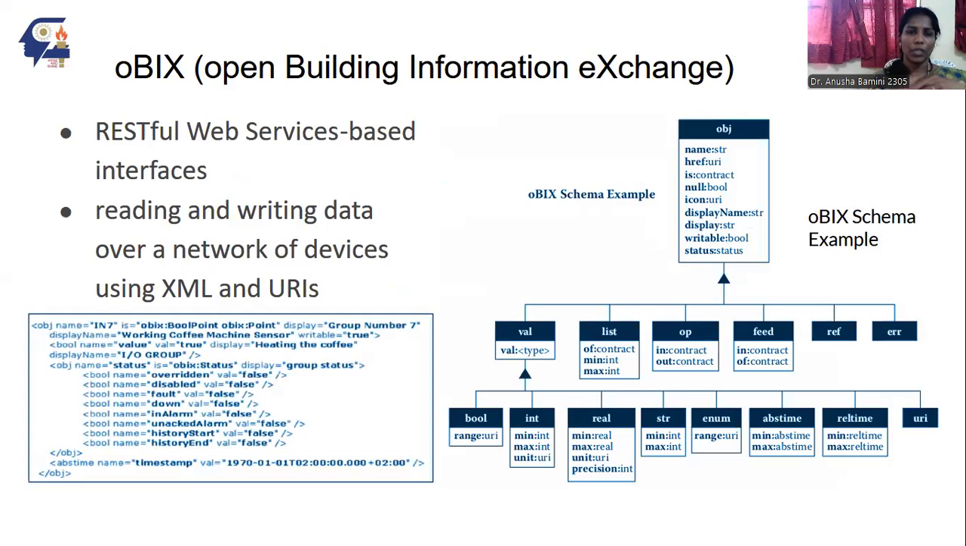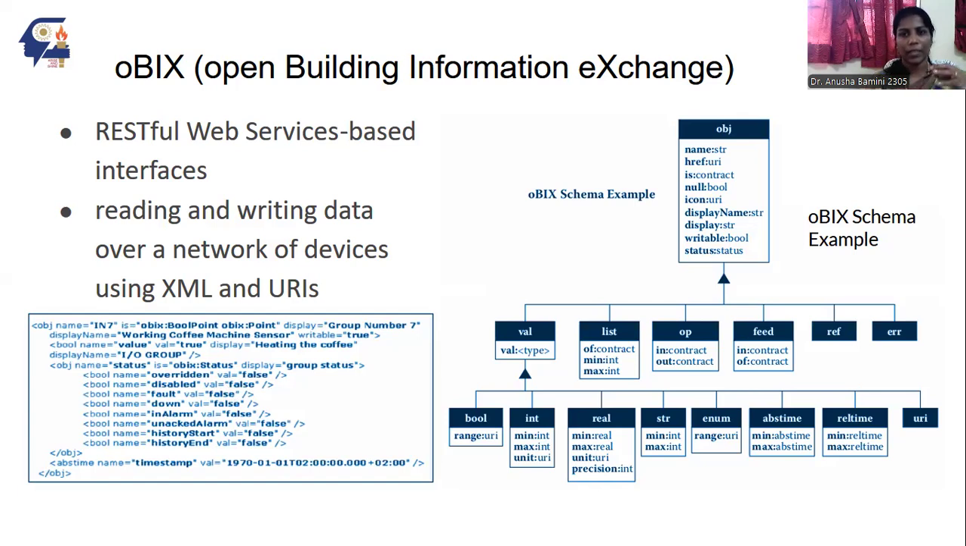The next one is OBIX, which is called Open Building Information Exchange. To exchange the data between a system or a device, or between a device as well as the cloud storage, we are using this kind of information exchange standard. In OBIX, a RESTful web service based interface is used. This is one sample interface applied, how the interface is created, sample coding for the OBIX schema.